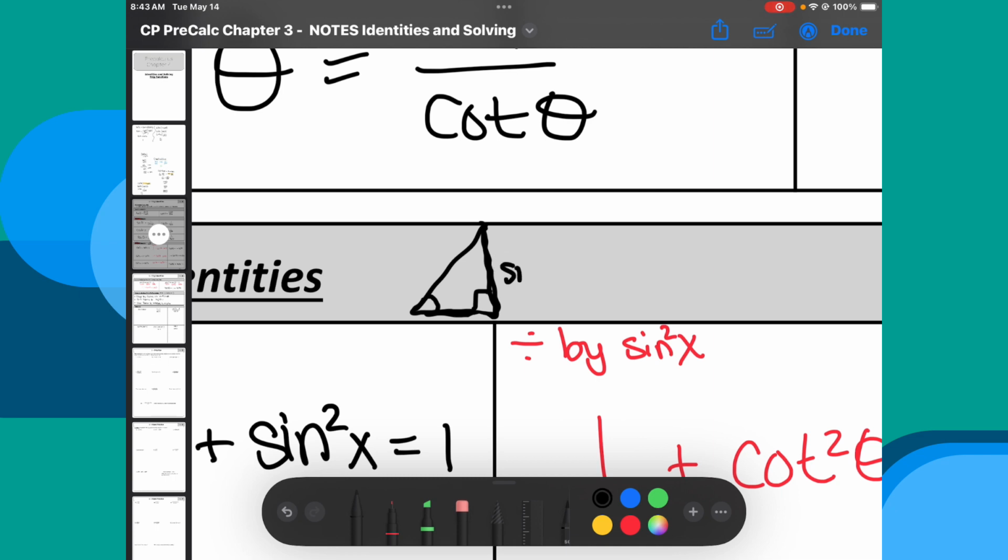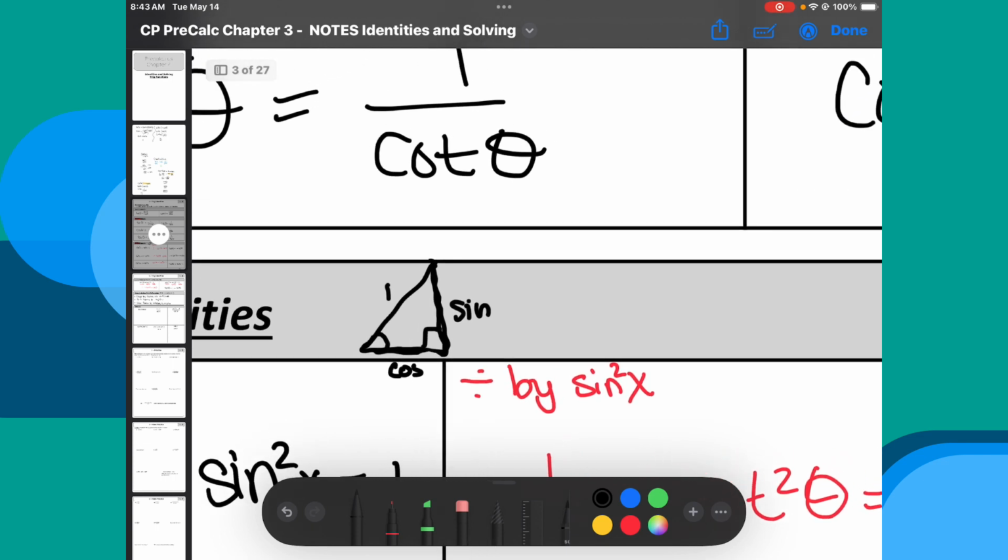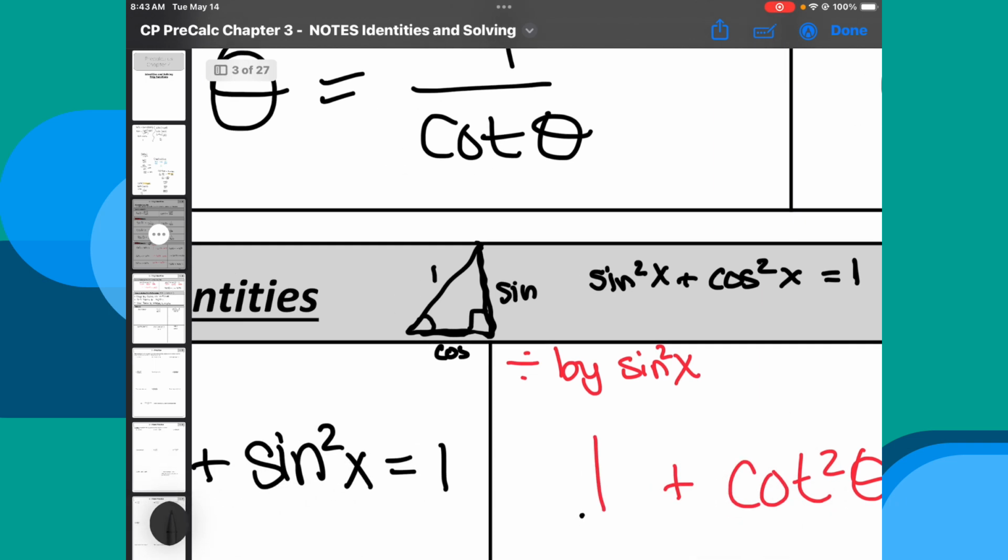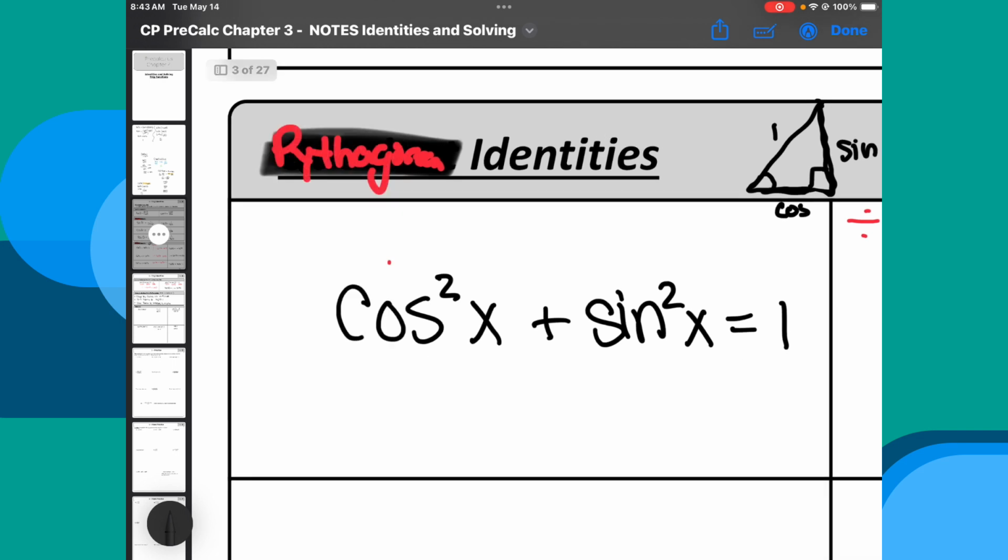So we knew sine, cosine, and then 1. So using the Pythagorean theorem, we could say that sine squared, because that's the length of one side of the triangle, plus cosine squared, the other length of the triangle, is equal to 1 squared, which is 1. So that's the first of the Pythagorean identities.